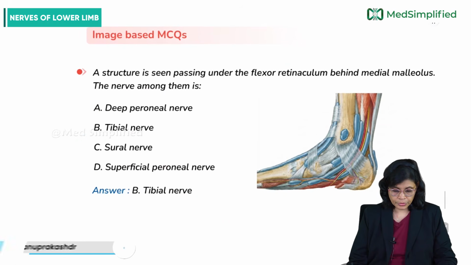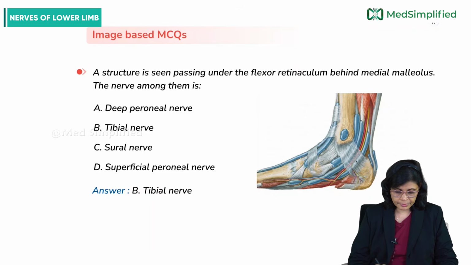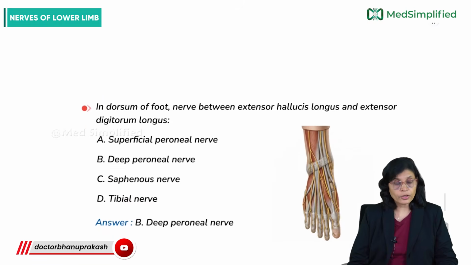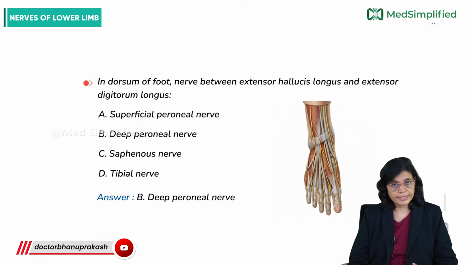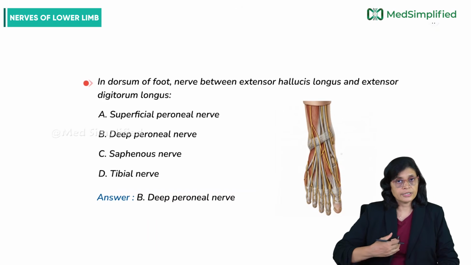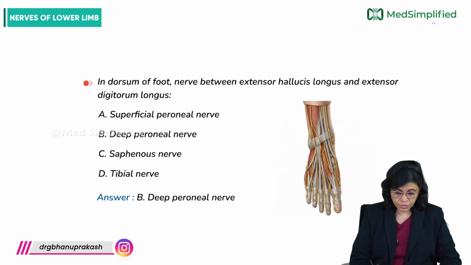So coming to the MCQs. A structure is seen passing under the flexor retinaculum behind the medial malleolus. Which is the nerve passing under the flexor retinaculum? It is the tibial nerve. In the dorsum of the foot, which nerve lies between extensor hallucis longus and extensor digitorum longus? The dorsum of the foot is basically supplied by two nerves, but the one which passes between these two tendons is the deep peroneal nerve.